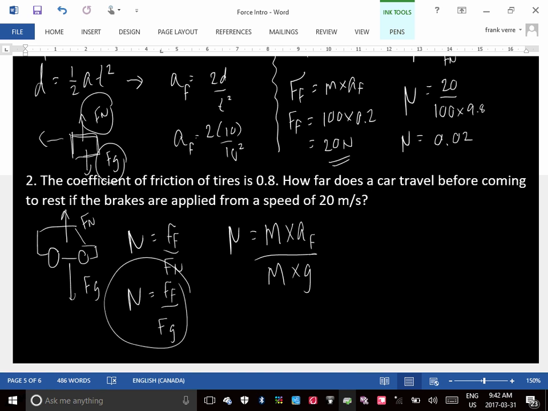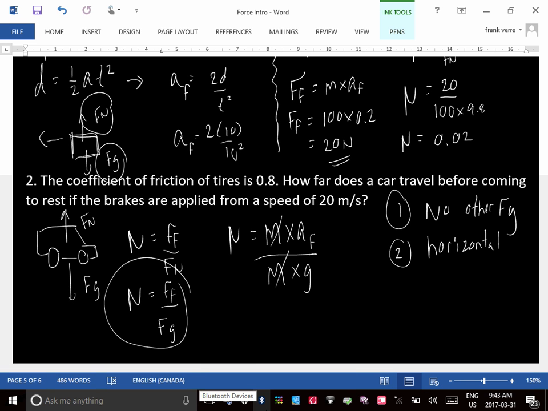Right. But this is under two conditions. One, no other Fy, which means vertical forces. And two, if the scenario is perfectly horizontal. If it's vertical, which is the next situation, it's totally different. We're going to assume it's perfectly horizontal. We're going to assume this car does not have any spoilers or ground effects that change the up and down force. So then m cancels out, right?